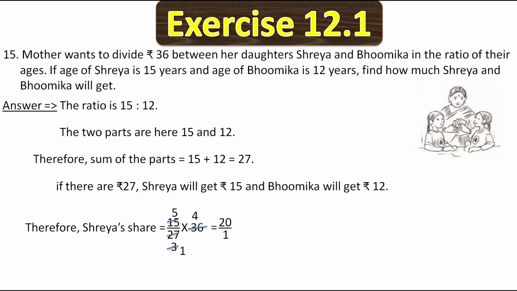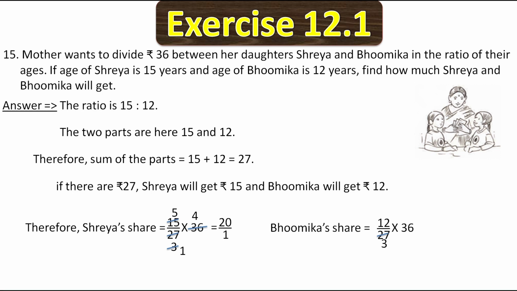And for Bhumika, we have to multiply this fraction with 36. The fraction is 12 upon 27, because when we have 27 rupees, we are going to give 12 rupees to Bhumika. So the fraction 12 upon 27 should get multiplied with 36.